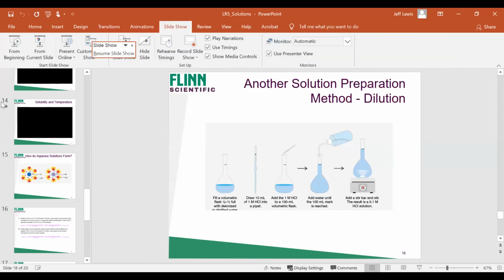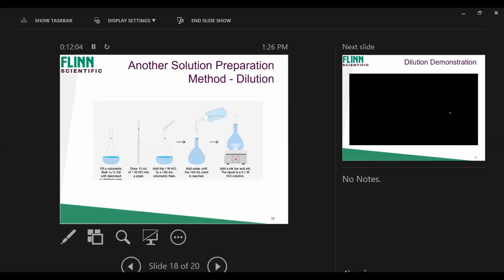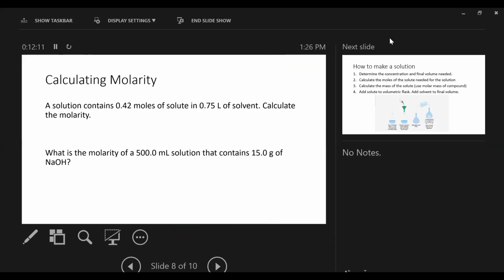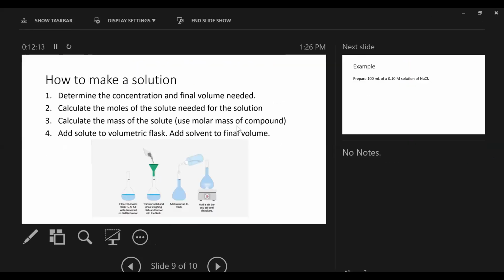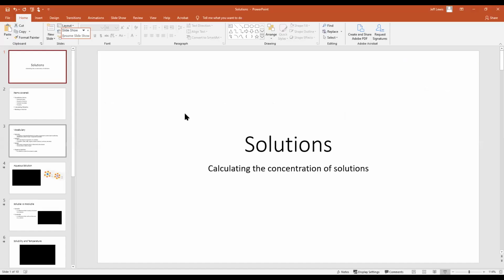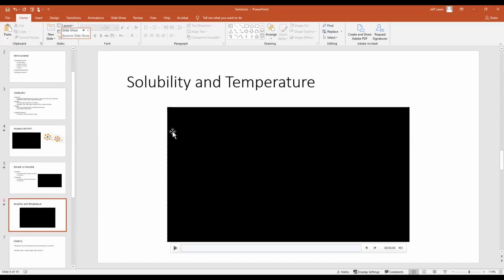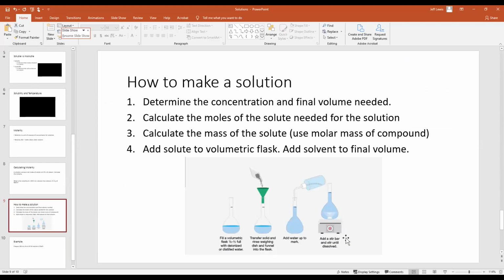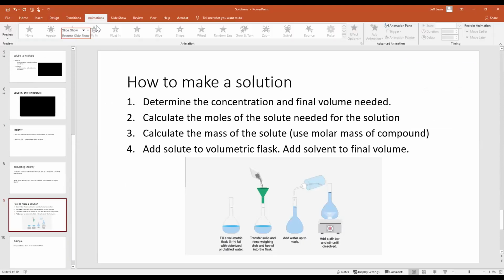Let's see, slideshow from our current slide. That was the wrong one. All right, so how to make a solution. Make sure that we're actually looking at the right thing. No, I am not looking at the right one. Pardon this, it's got all messed up. All right, so from here.